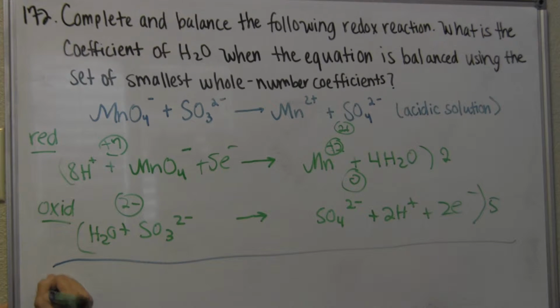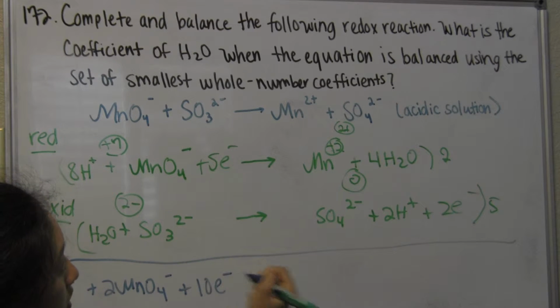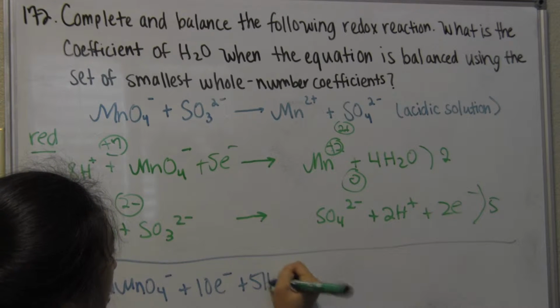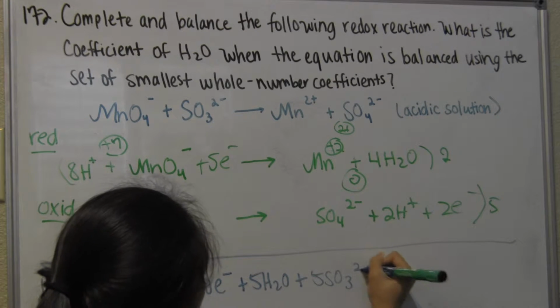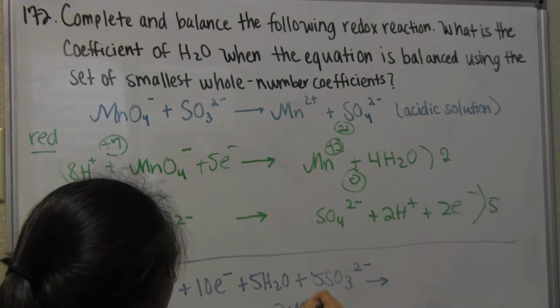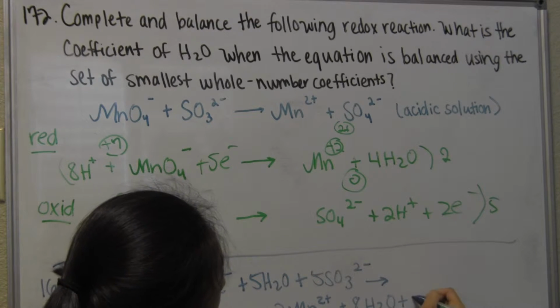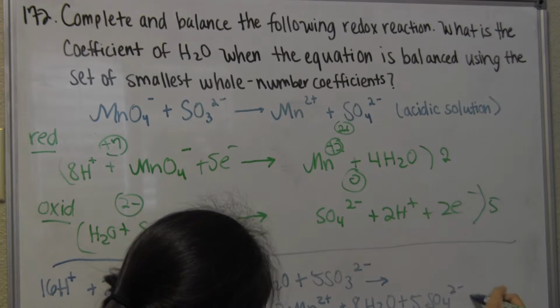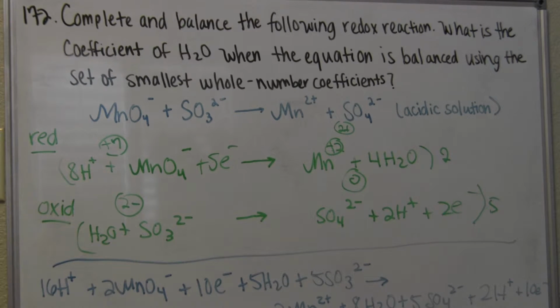So now we'll have 16H plus 2MnO4- plus 10 electrons plus 5 H2Os plus 5SO3 2 minus yields, and let me go ahead and write this part at the bottom, 2Mn 2 plus 8 H2Os plus 5SO4 2 minuses plus 2 H plus 10 electrons. Okay, so now you see that's a pretty long reaction, but now we have to simplify everything.